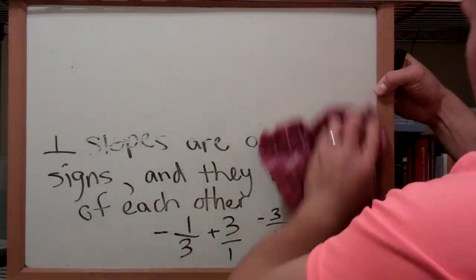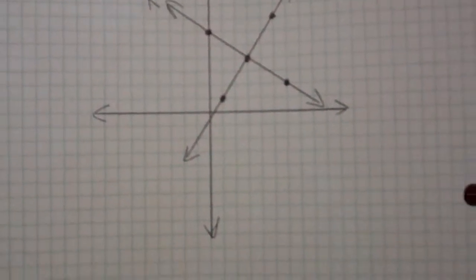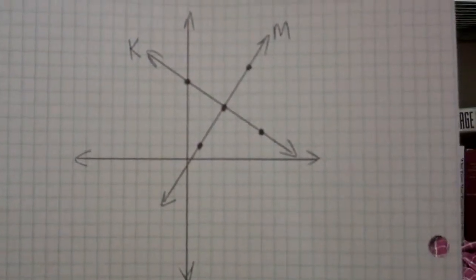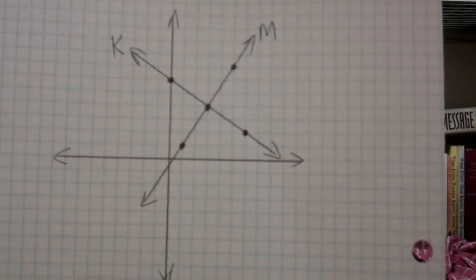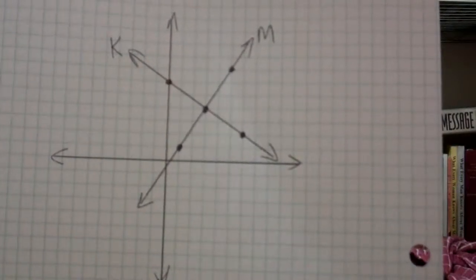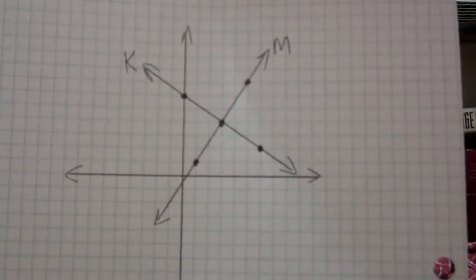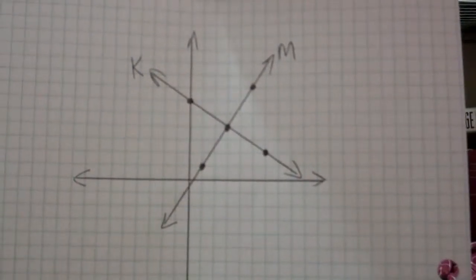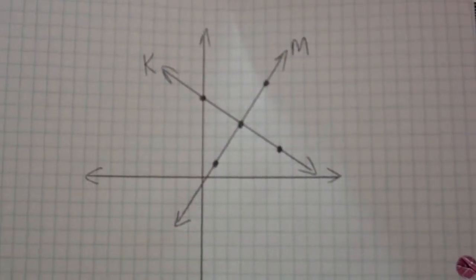Let's look at a more concrete example in the coordinate plane itself. So, in the diagram, you have a picture of two intersecting lines, line K and line M. And if you look closely, they seem to be crossing each other at a 90-degree angle. But there's no way to be certain unless we know the slopes of line K and line M. And again, if those two slopes are opposite signs and are reciprocals of each other, then we can determine whether they are perpendicular, or in other words, a 90-degree angle.